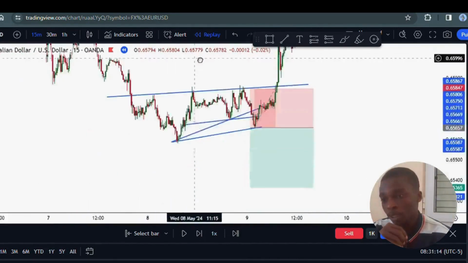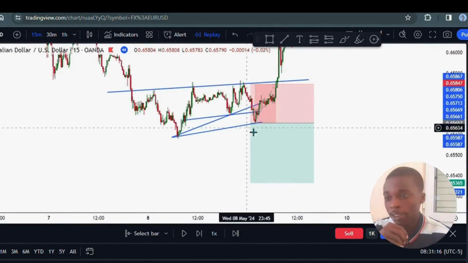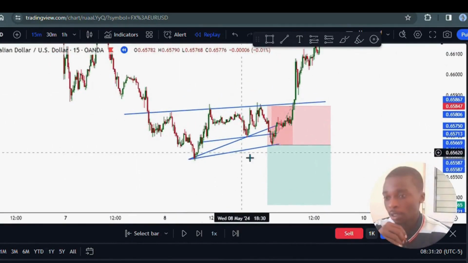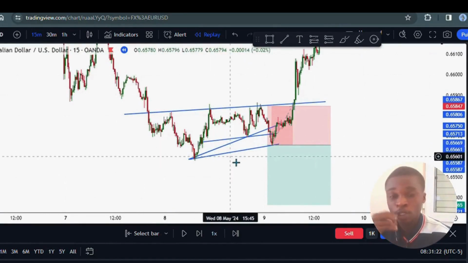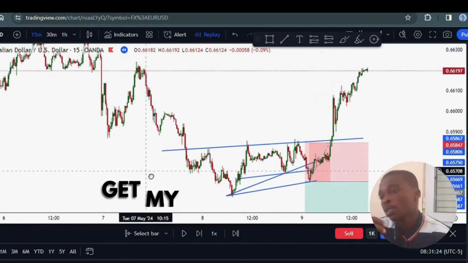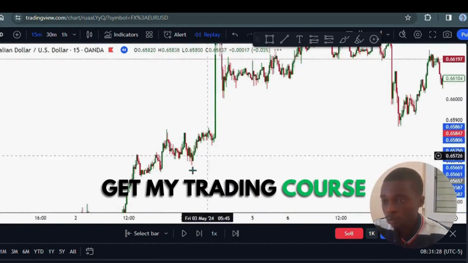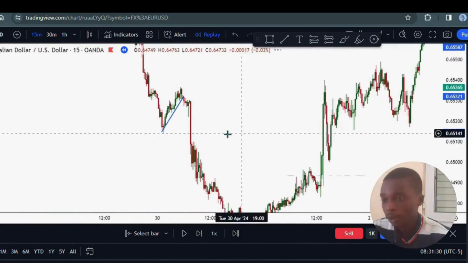You can see most beginner traders, most traders get it wrong at this point. You can see this is not correct. This is not a correct way of drawing trend lines. So I'll still be showing you an example of how to draw trend lines.